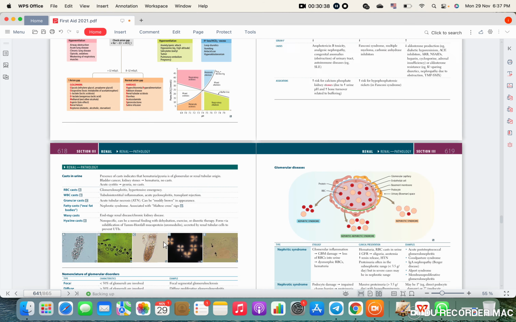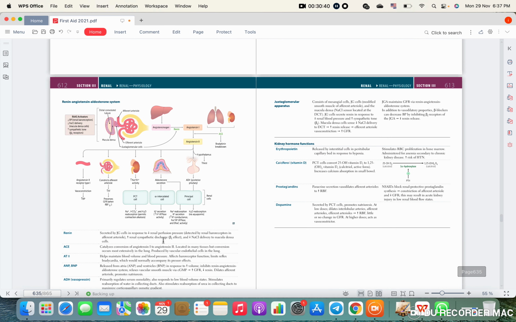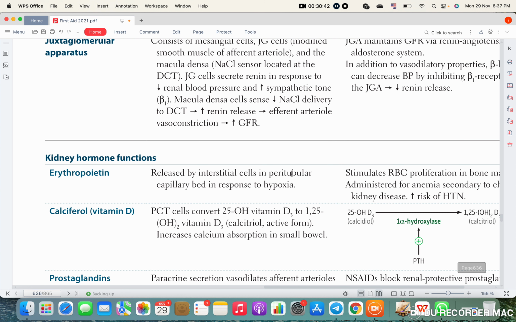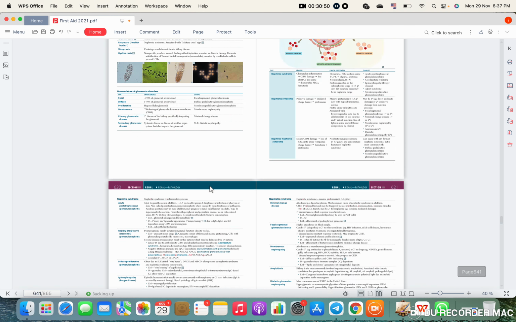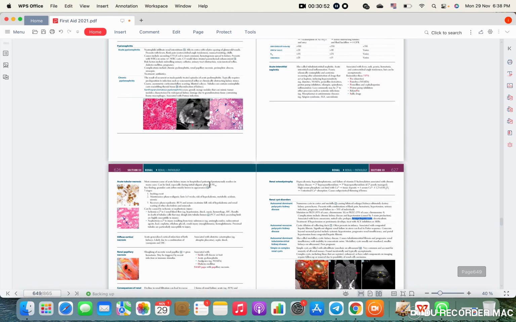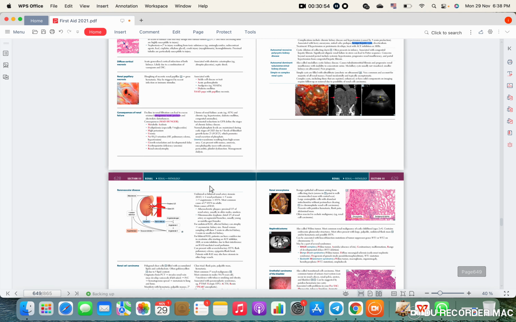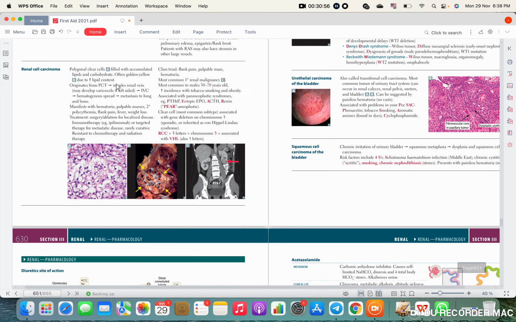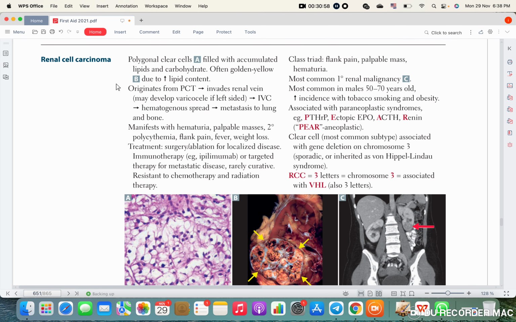So let's see where we saw that actually. Okay, here is erythropoietin. It's made in the peritubular capillary bed in response to hypoxia. Okay, so when we have a production of a hormone from an organ due to a cancer, what do we call that? If a hormone was produced from an organ due to a cancer, how do we call that?